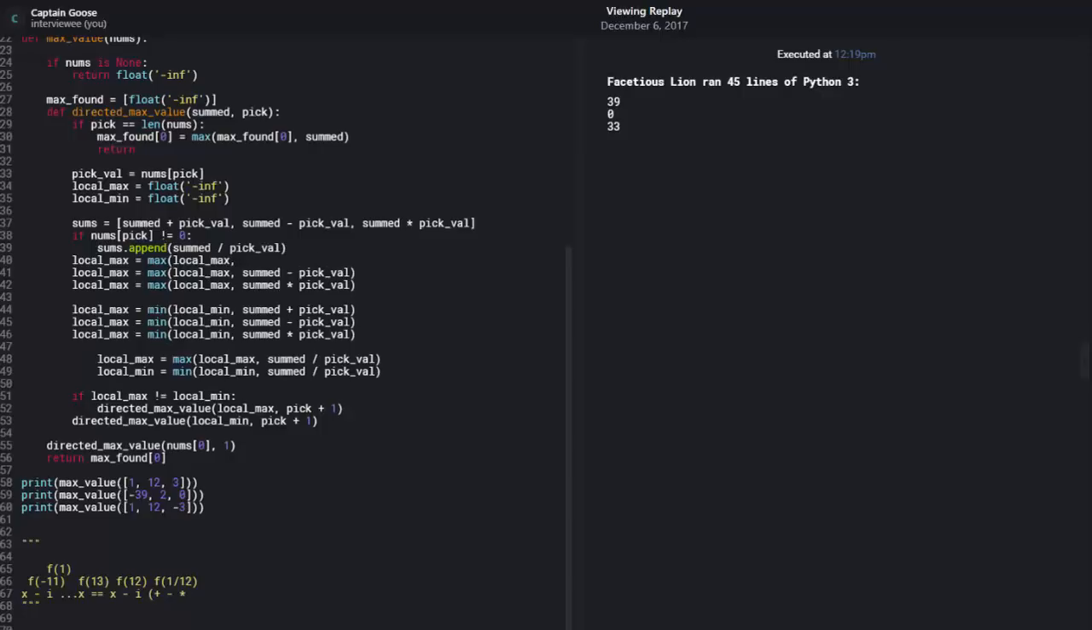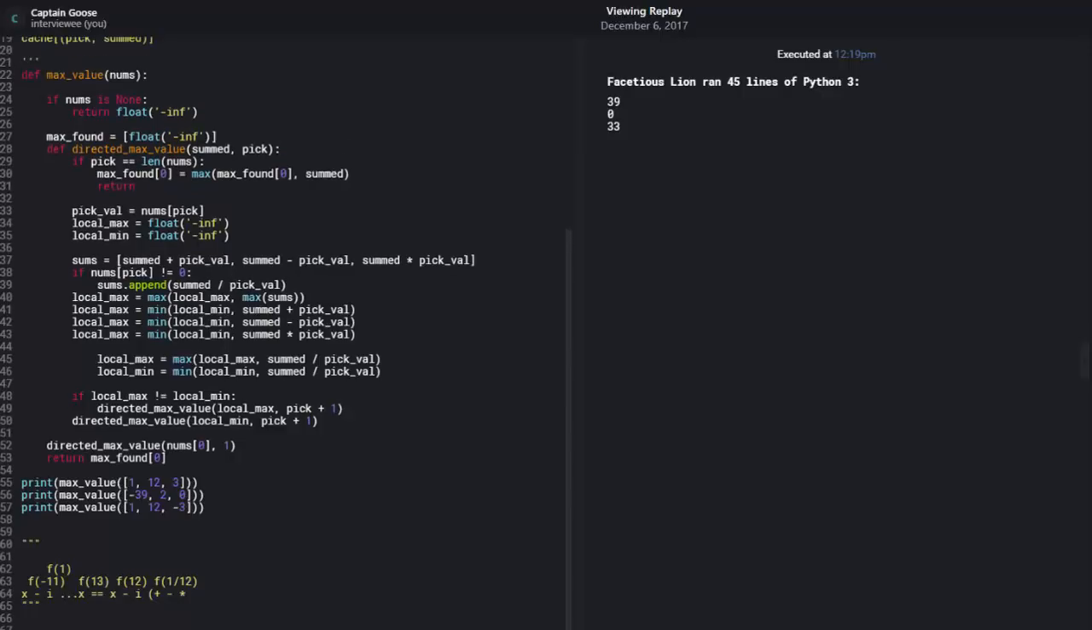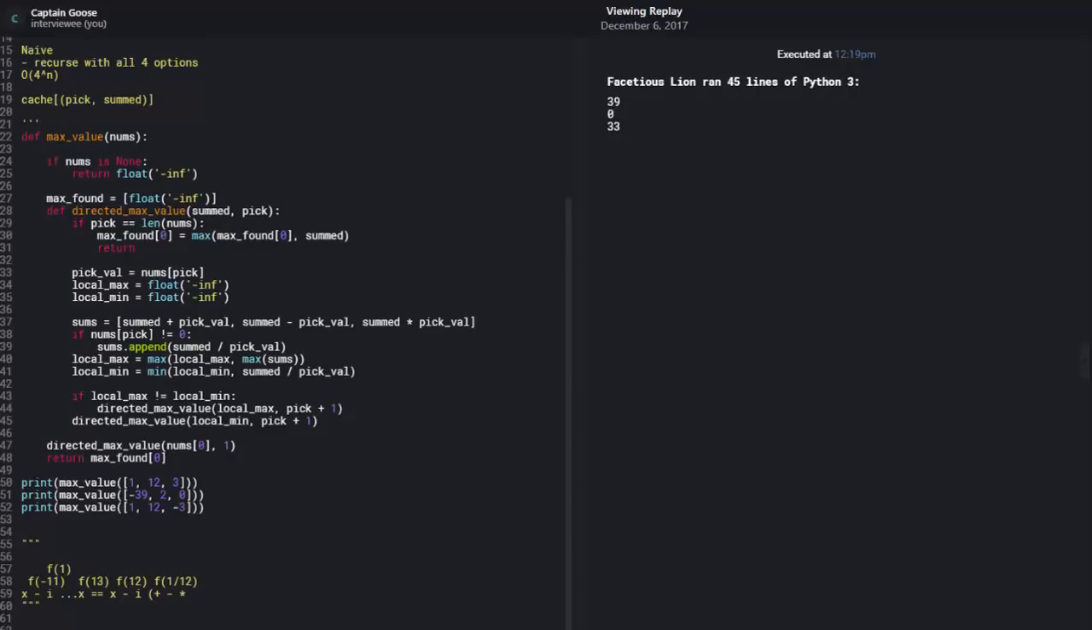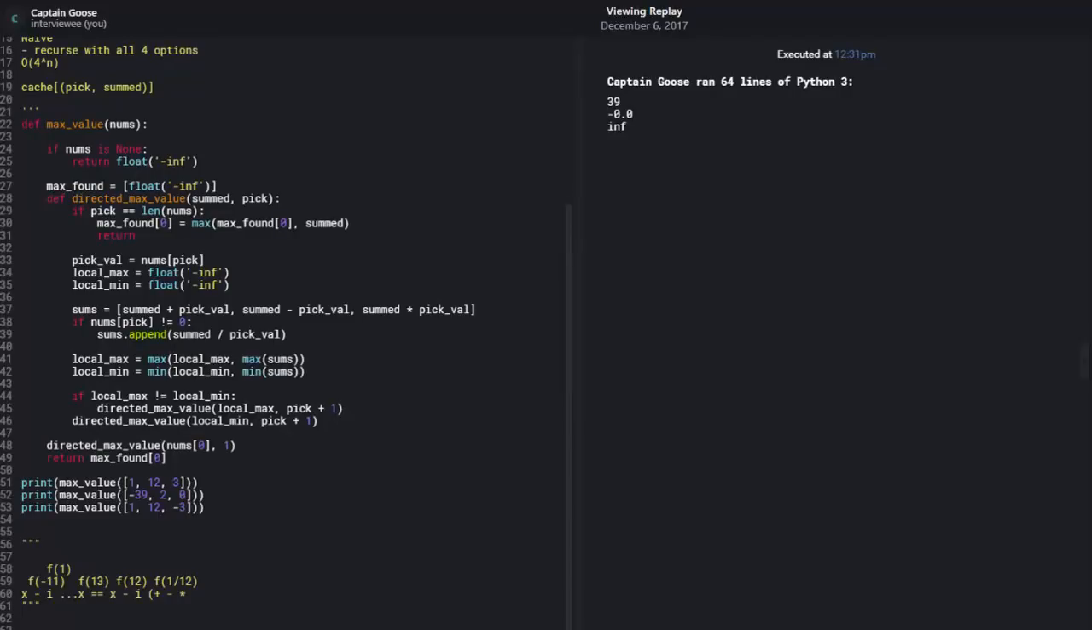Right. I have plus, minus, times, and then I add divided if I can. Okay, there was definitely an error in this because now I'm getting negative 0.0 instead of the correct value. Where is the typo? My summed plus pick val, summed minus pick val, summed times pick val. And here's an error where I said my local max is negative infinity.